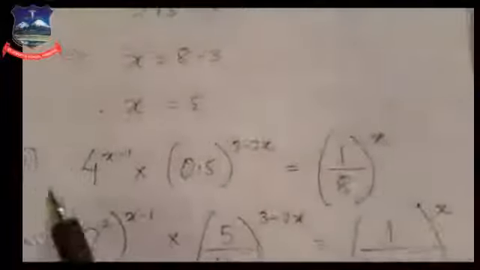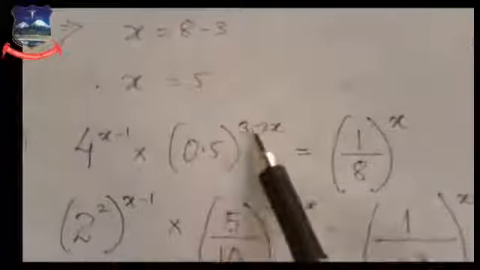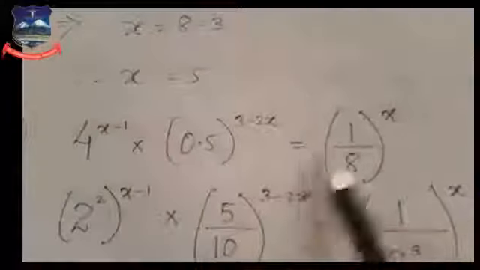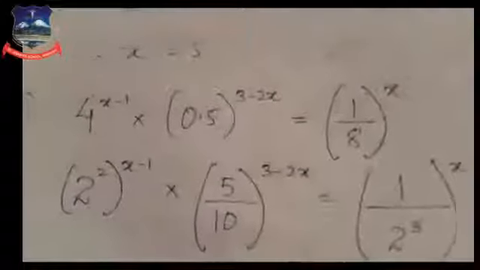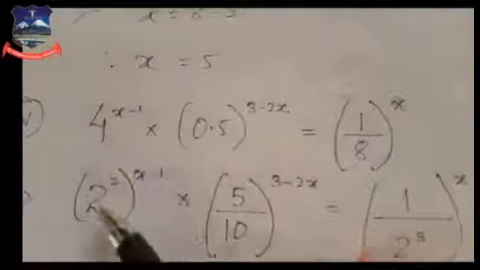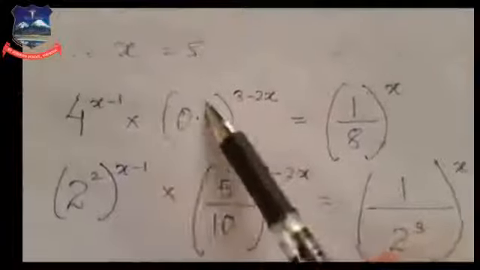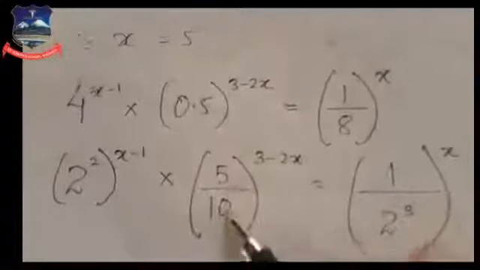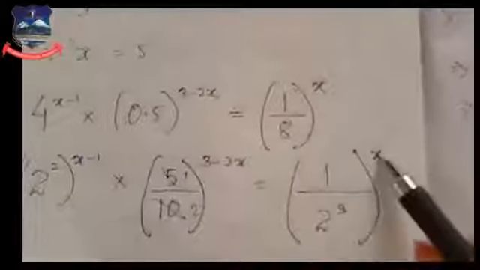Next is question number 4: 4 to the power x minus 1 into 0.5 to the power 3 minus 2x is equal to 1 by 8 to the power x. Now anyhow we have to make same base. So 4 we can express as 2 square. In place of 4 we'll write (2 square) whole to the power x minus 1. We will remove this decimal; we can write 5 by 10. Now we will cancel: 5 1s are 5, 5 2s are 10. Then 8 can be written as (2 cube) to the power x.